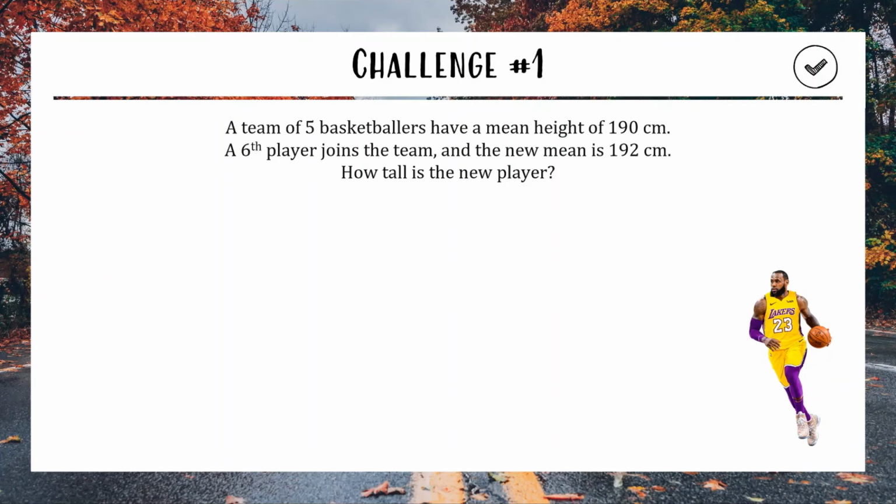We've got a team of 5 basketballers who have a mean height of 190 centimeters. So 5 players, numerical average is 190. We have a 6th player join the team, and now the mean increases to 192. So our new player must have been taller than 190. The question is, how tall is that new player so that our new mean is now 192?